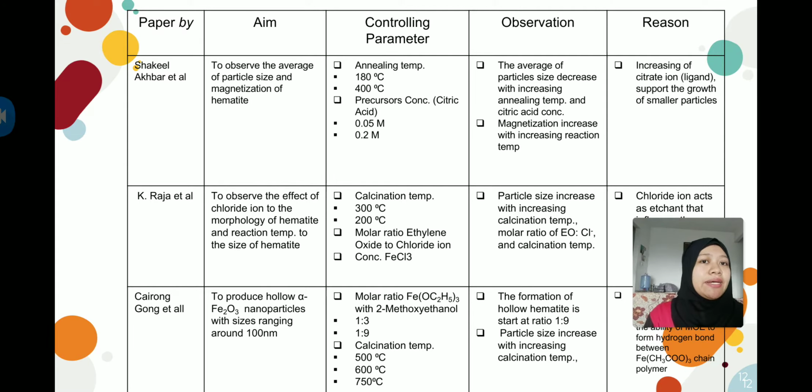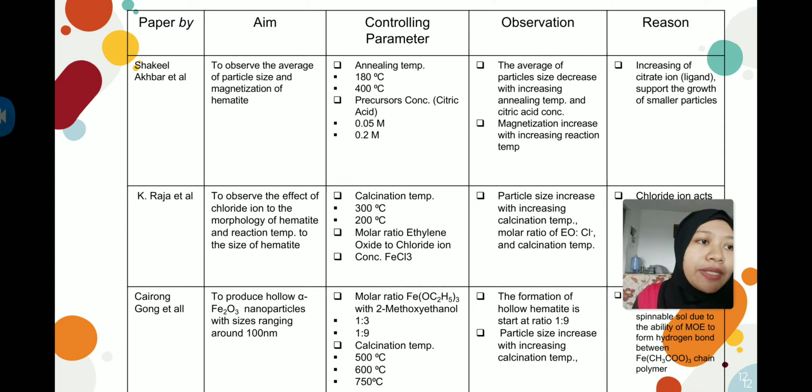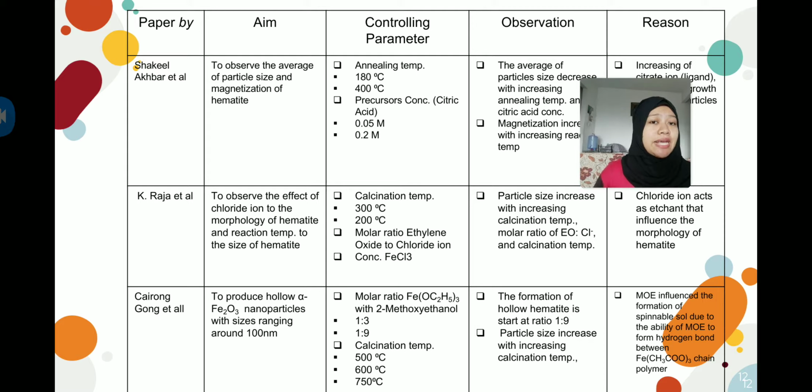Looking at the paper by Shakil Akbar, they wanted to observe the average particle size and the magnetization of hematite. The controlling parameters are the annealing temperature and the precursor concentration, which is the citric acid. They found that the average particle size decreases with increasing annealing temperature and citric acid concentration, and the magnetization increases with increasing reaction temperature. The reason behind this phenomenon is that the citrate ion acts as a ligand, supporting the growth of smaller particles.